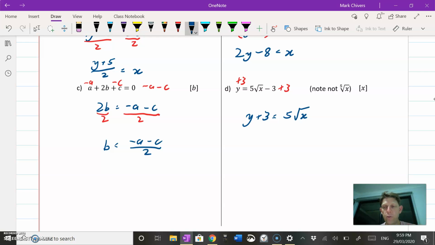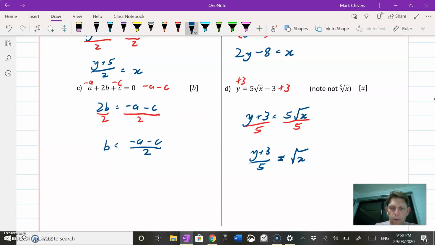Now if we think about order of operations and going backwards, we would do multiplication before, if we're going backwards, we did multiplication before we did indices, and obviously square root is looked at the same way as an indice. So the first thing I'm going to do here is divide that by 5. Which means I've got to do that to both sides. We're going to end up with y plus 3 over 5 equals the square root of x.